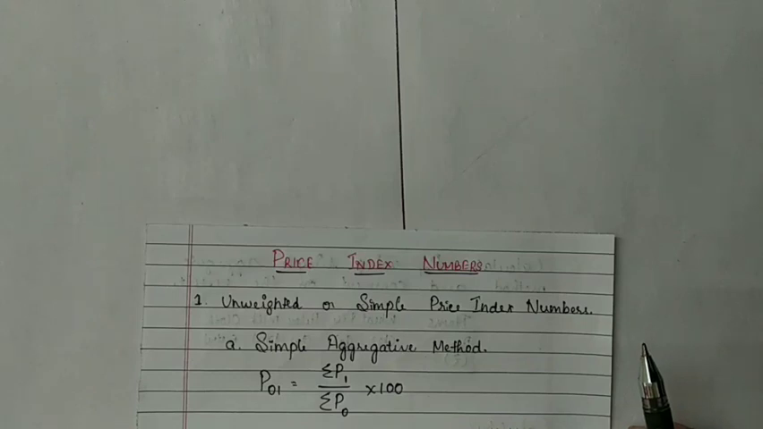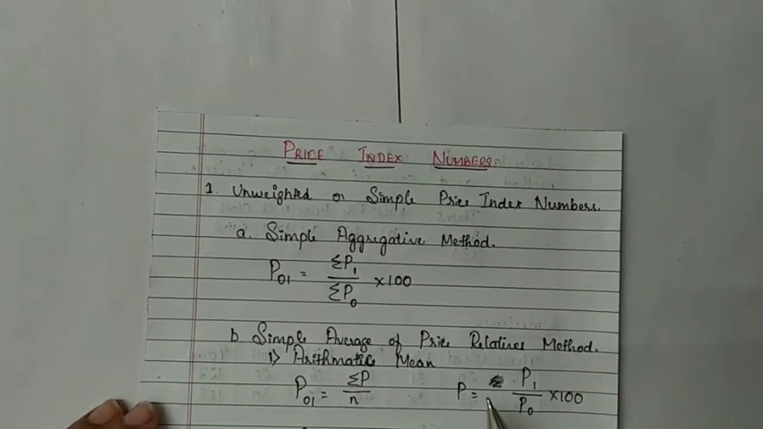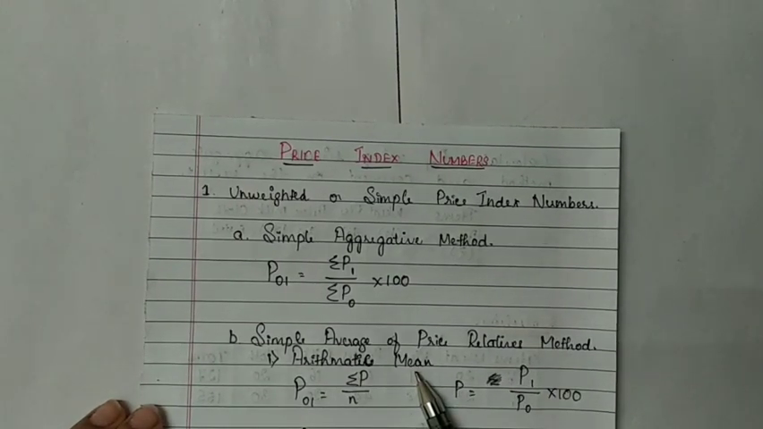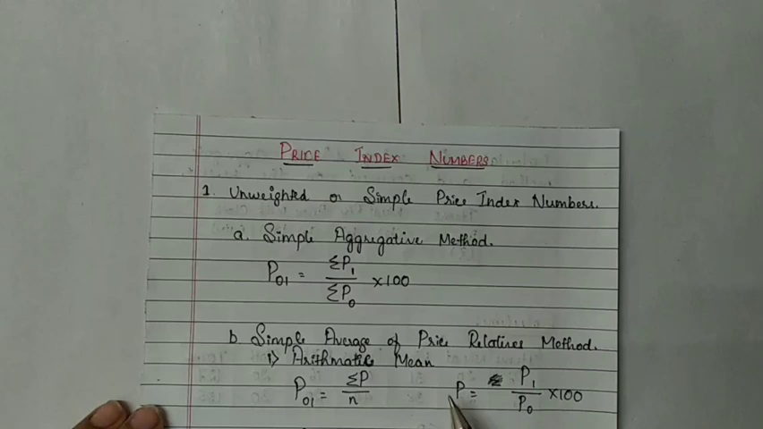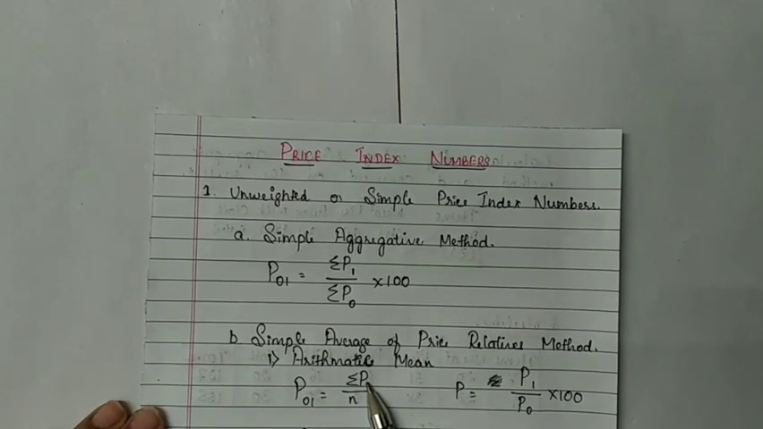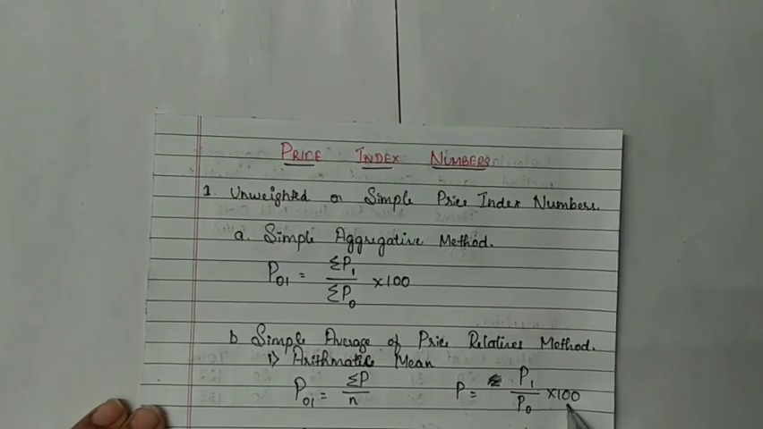And the second one is the simple average of price relative method. In that there are two types: arithmetic mean and geometric mean. Arithmetic mean is calculated as P01 is equal to summation P divided by N. How to calculate this P? P is equal to P1 divided by P0 into 100.